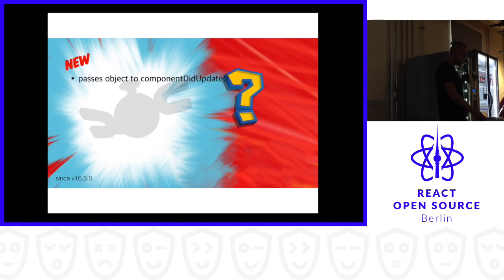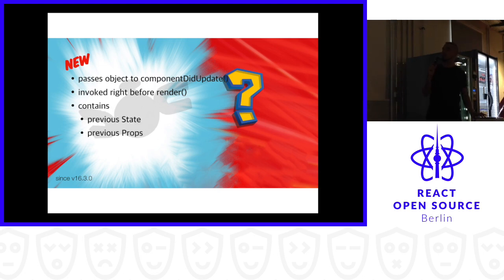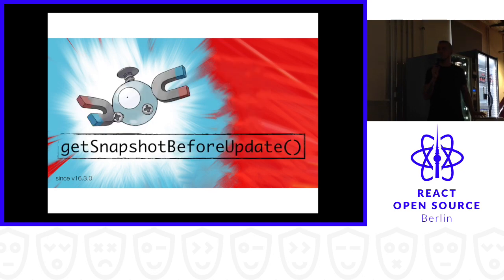Okay. Passed objects to componentDidUpdate. And this new one, getSnapshotBeforeUpdate. Yes, it's invoked right before render. It contains the previous state and previous props. And it's actually passed to componentDidUpdate as a snapshot if you need it, which is pretty useful. This is something new, getSnapshotBeforeUpdate.